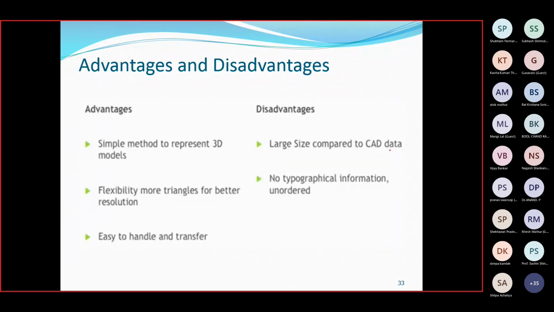So these are the advantages. Then we have the disadvantage: large files compared to CAD data. A CAD model has a smaller size, but STL files have a larger size. So this is one disadvantage. And remember, there is no topological information or color saved in STL files. So that's the problem: color you can't define in STL files, height, weight, size, you can't define in STL files. So that's the disadvantage of STL files.